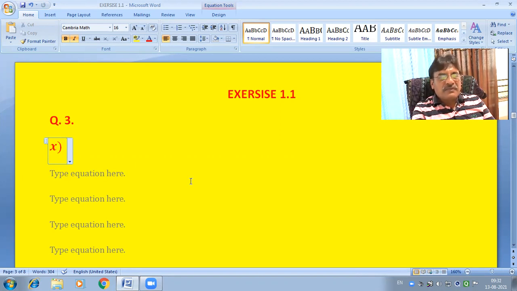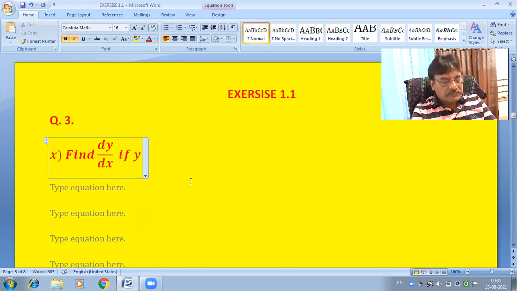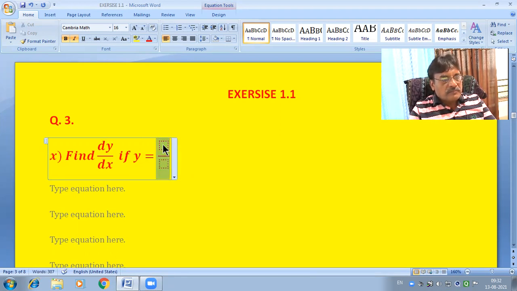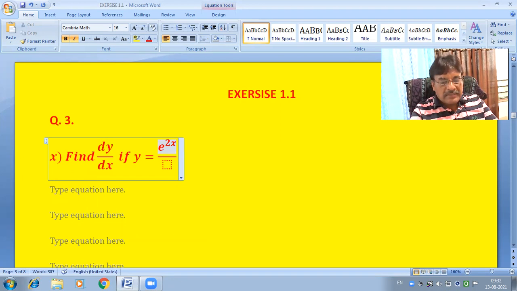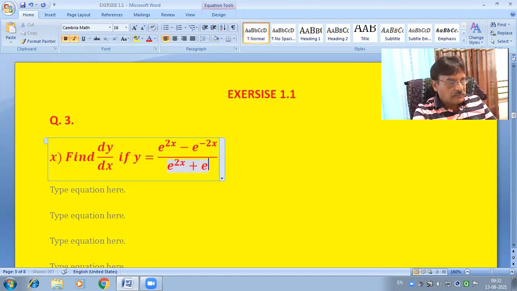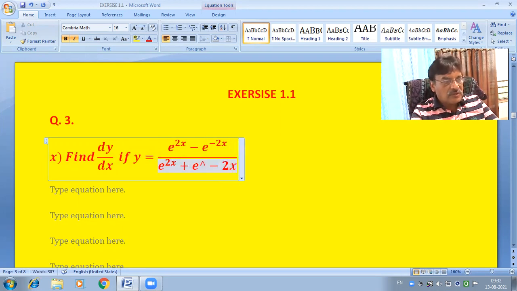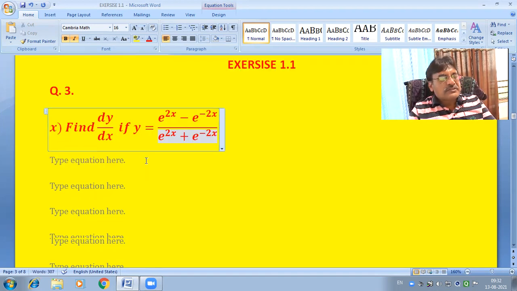So first we write the problem: find dy by dx if y is equal to (e to the power 2x minus e to the power minus 2x) upon (e to the power 2x plus e to the power minus 2x). This is the given function.